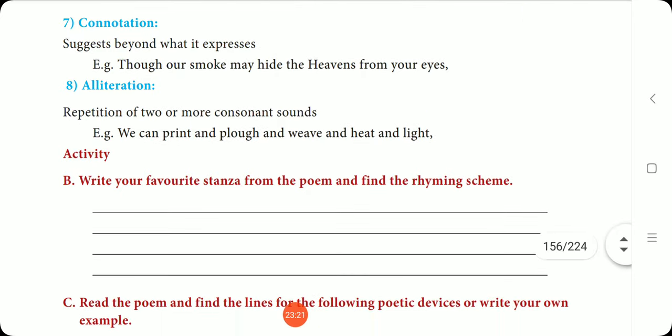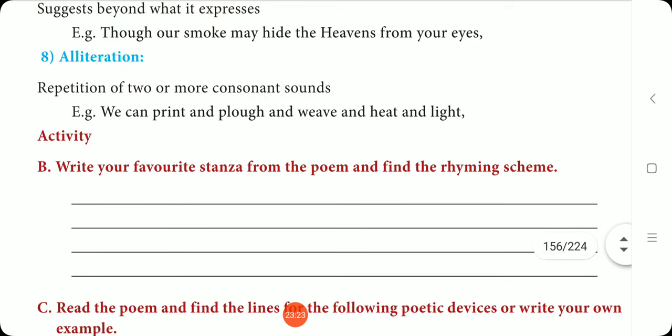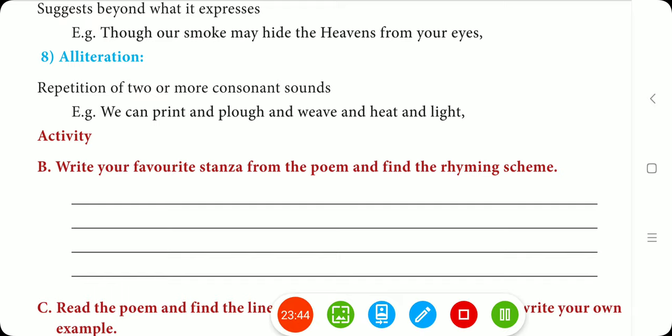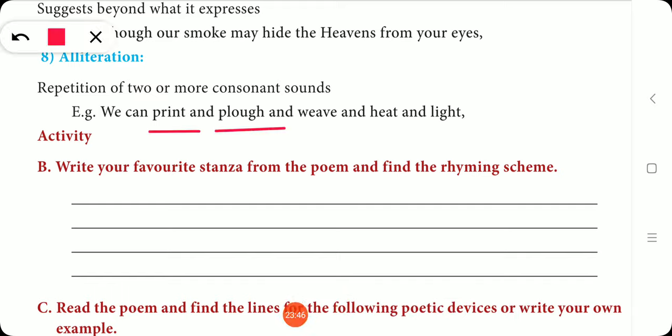So next one is alliteration. So repetition of two or more consonant sounds. So what is assonance? Repetition of vowel sound is assonance. So repetition of the consonant sound is alliteration. So we can print and plow and weave and heat and light. So what are the alliterated words here? Print and plow, right?